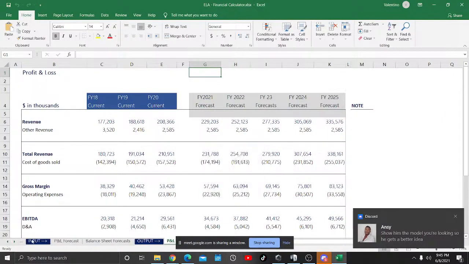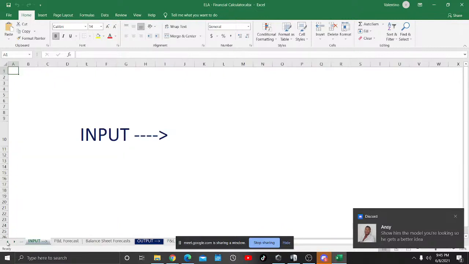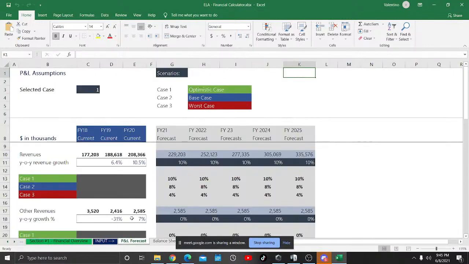EBITDA is a US GAAP concept. I want to make sure that as a CPA, I tell you that. Adjusted EBITDA starts to get a little murky, but the verification of EBITDA can be found on the statement of cash flows and reconciling those out.